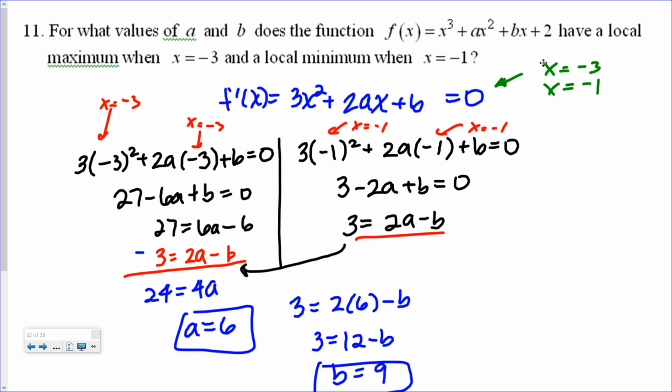Isn't that true, right? Isn't the derivative equal to 0 when x is -3? And isn't the derivative equal to 0 when x equals -1? Then what's going to happen, guys, is you'll have 2 equations, 2 unknowns, and you'll just solve for a and b. Okay, 2 equations with a and b, and you just solve for a and b. Okay, that's how you do number 11.